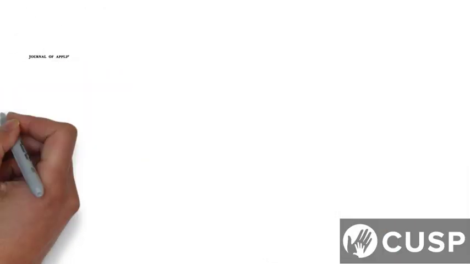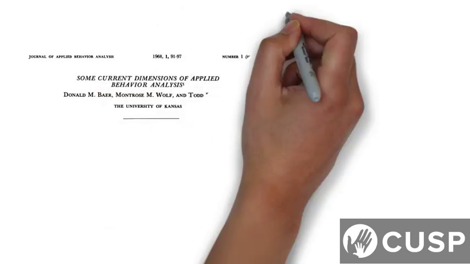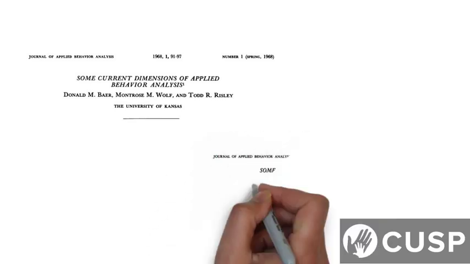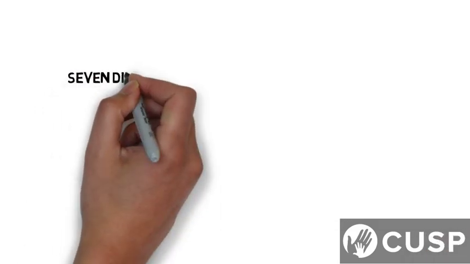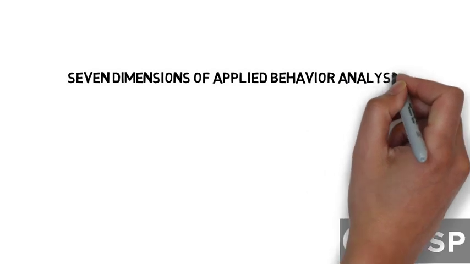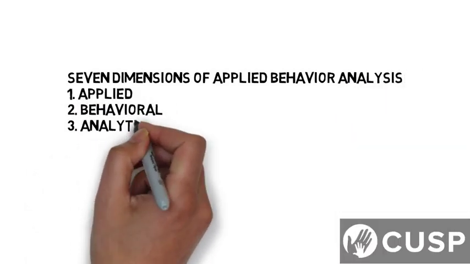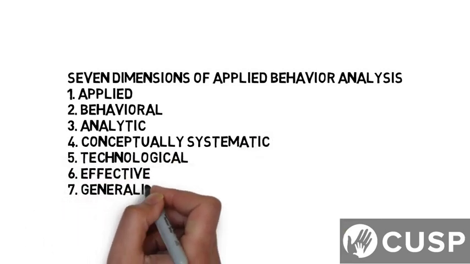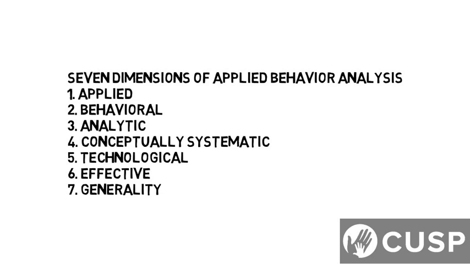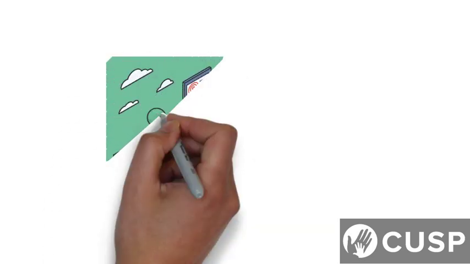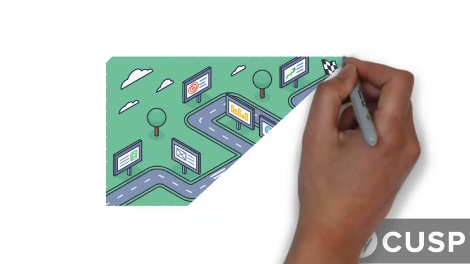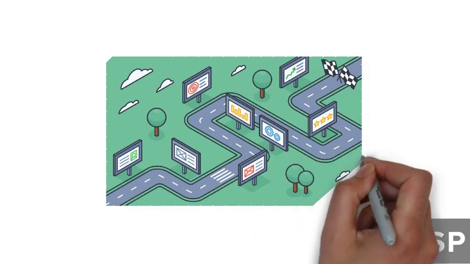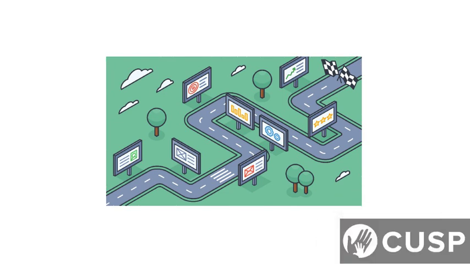Baer, Wolf, and Risley published 2 articles, one in 1968 entitled Some Current Dimensions of Applied Behavior Analysis, and another in 1987 entitled Still Some Current Dimensions of Applied Behavior Analysis. In these articles, they identified 7 dimensions, which were applied, behavioral, analytic, conceptually systematic, technological, effective, and generality. We will go into more detail of these dimensions later in the video. These 7 dimensions were identified to guide researchers in the applied domain and should also be used to guide behavioral practitioners in the service delivery domain when designing interventions for consumers.